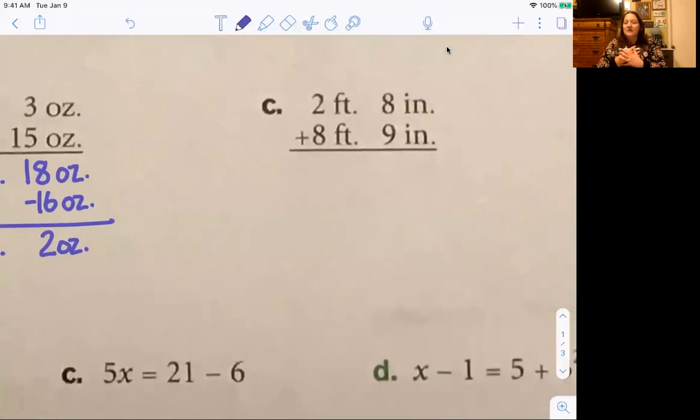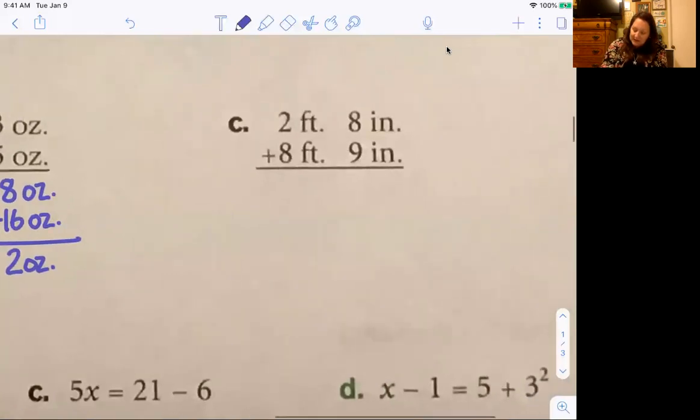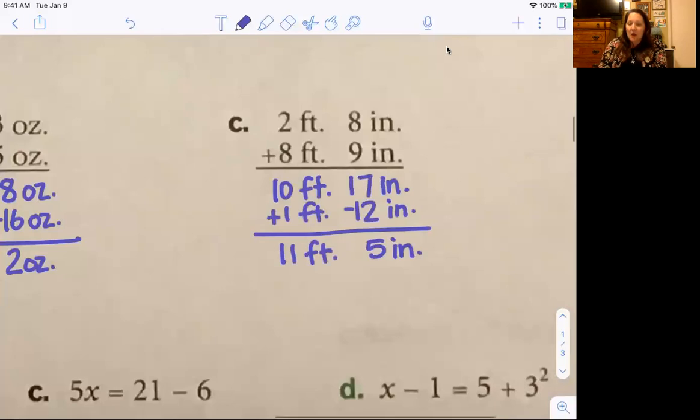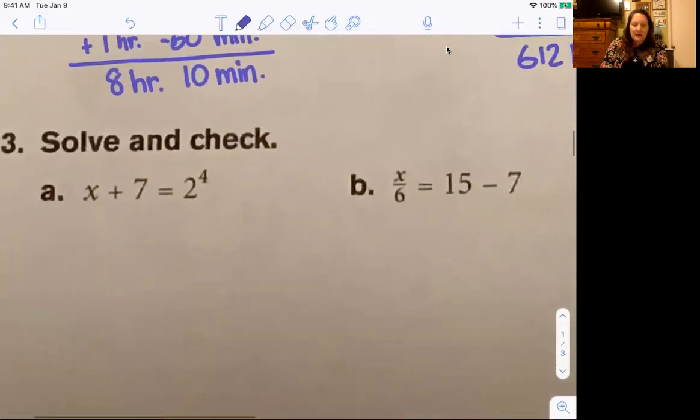Try letter C. I'm going to work out letter C on my own as you're doing letter C, and then I want you to look up at the screen and see what you have. Okay, if you're not done, press pause. But if you are done, check yours with mine. 11 feet, 5 inches.